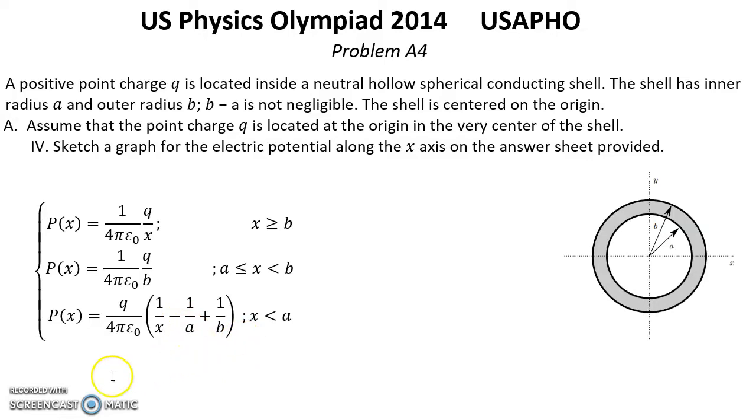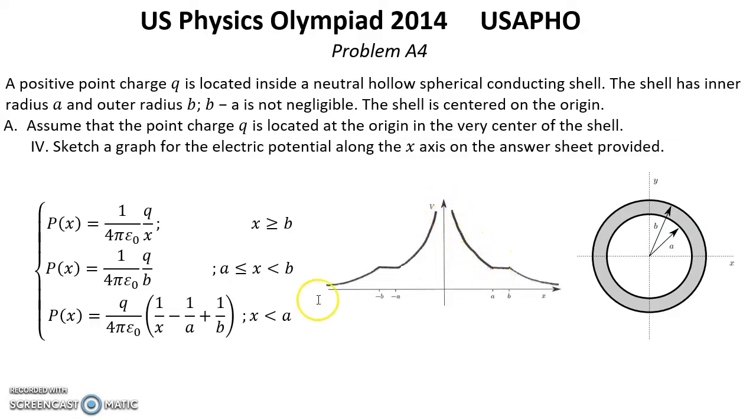If we sketch this, it will look like this. For x greater than b, we have the regular potential for a point charge. Between a and b, it's constant, and for less than a, it is shifted by a constant. So that's the answer for question 4.